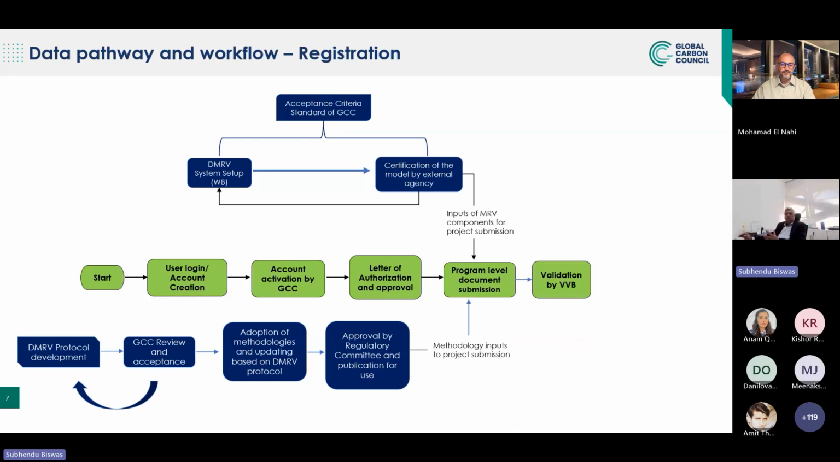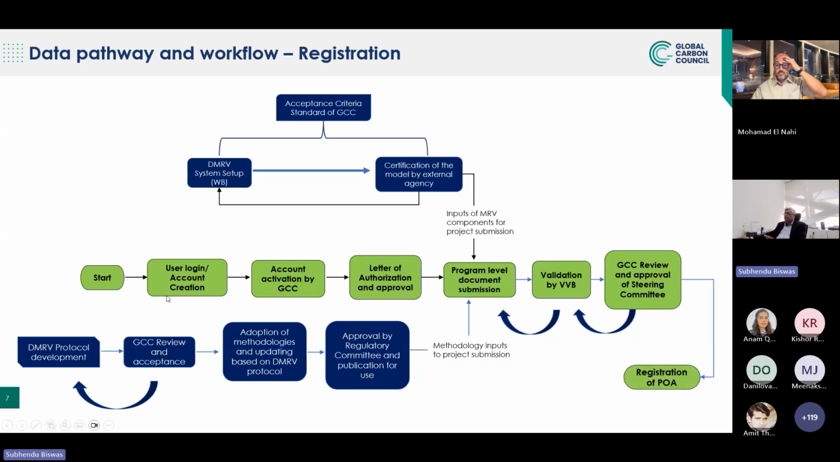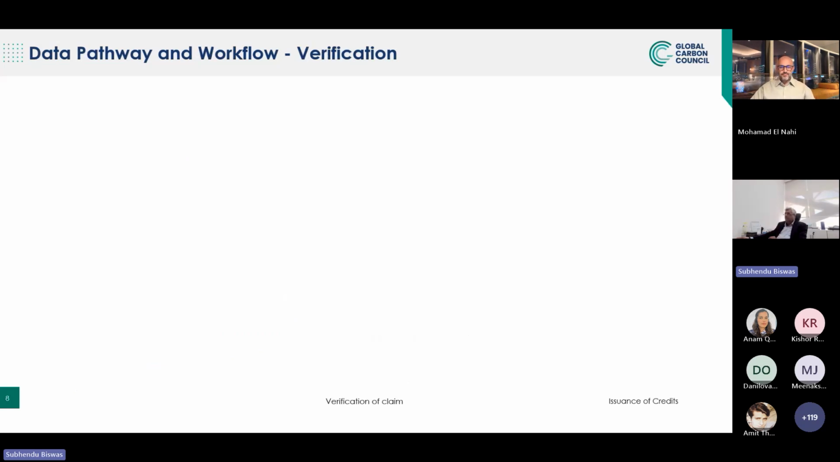Then obviously, once it's validated by VVB, it gets reviewed by an internal governance system and the GCC team, and it is deemed to be registered. So that constitutes the first part of it, which is the registration process. Let's come to the next part of it, which is the verification process.